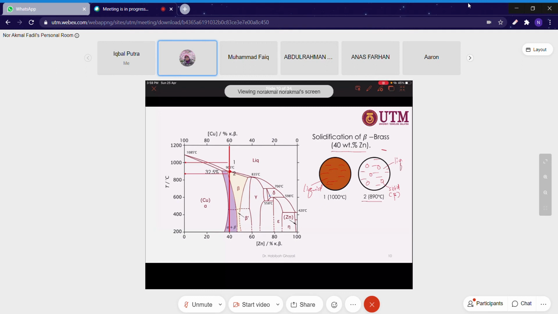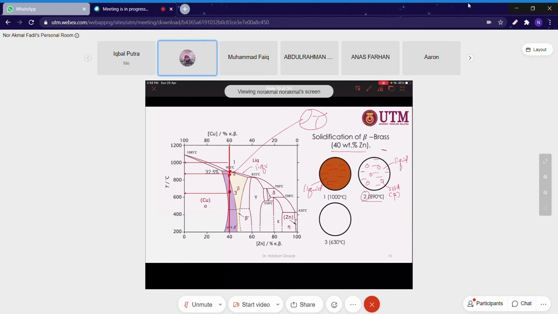And then after it reduced to point number 3, let's say a temperature of 630 degrees Celsius, what is the phase? At this point, all you can see is one single phase of beta. This temperature 2, I assume, is right above the liquidus line.